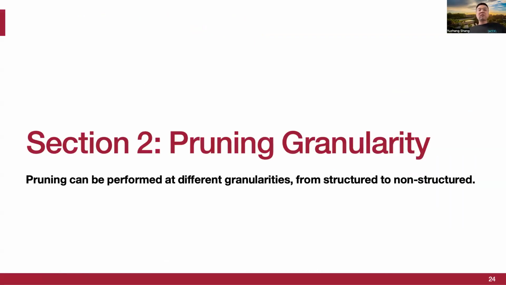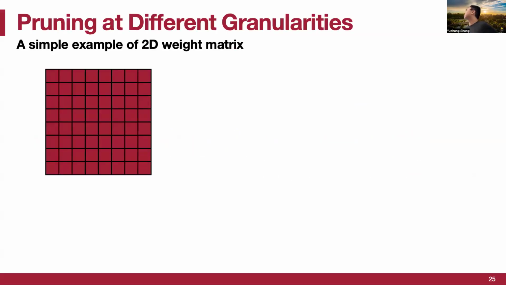The first one is granularity. Based on the name, we can guess, right? Neural networks have lots of matrices. They have convolutional neural networks, LSTMs, recurrent neural networks. But in essence, the basic module in the neural network is the matrix, right? So we can prune the neural network at different granularity.